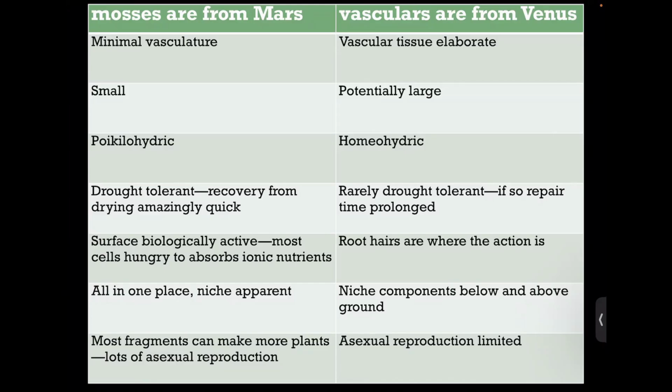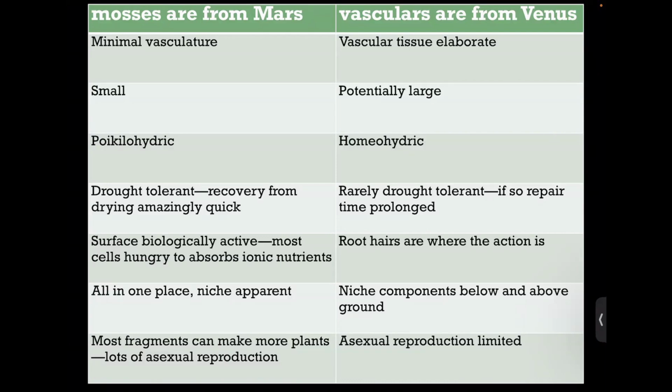Whereas most mosses and liverworts are poikilohydric. They follow the hydration of the environment. So when the environment dries out during the summer, they dry out and they go to sleep. They're drought tolerant. And they recover quickly, kind of amazingly quickly from drying. Like there's the mosses where you can dump water on them and they're making more photosynthate than they're respiring after just 30 minutes.